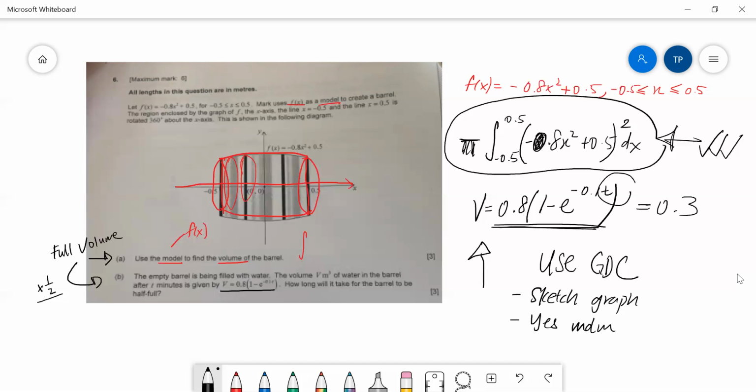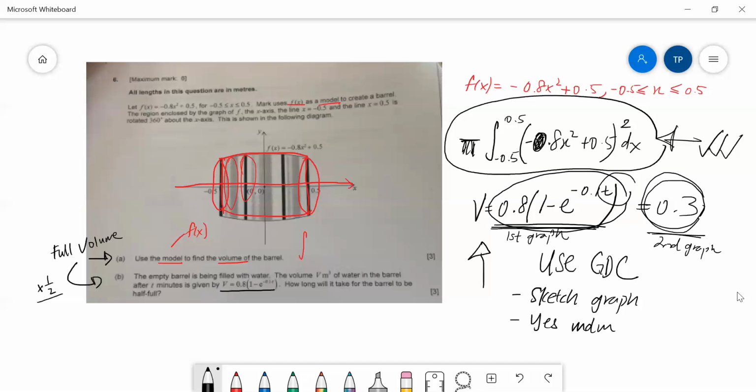I can't find the intersect. There are no two curves. You plot the horizontal line. Oh, this is one graph, and this is another graph. Wait, why is that so? I thought that's a value. Like that's equal to... Yeah, because you want this to be equal to 0.3, right?